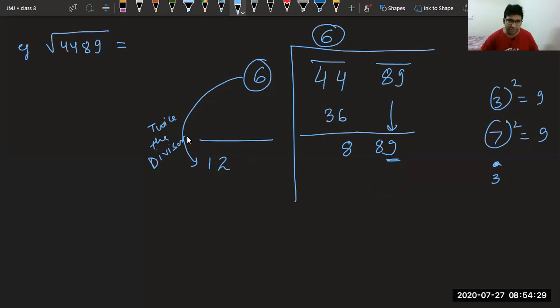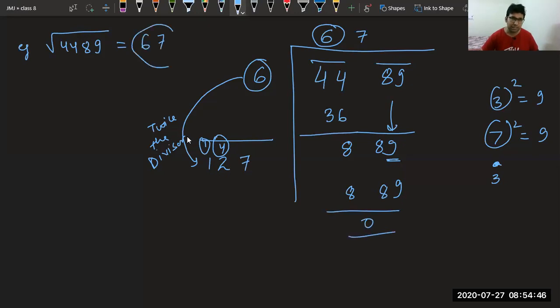Now let's check with 7 and 7. 7 7s are 49. 4 is carried. 7 2s are 14 plus 4 is 18. 7 1s are 7 plus 1 is 8. We have got the correct answer. So the answer is 67.